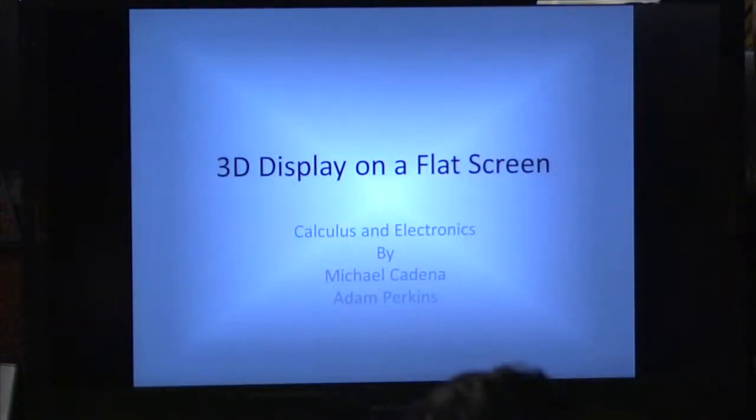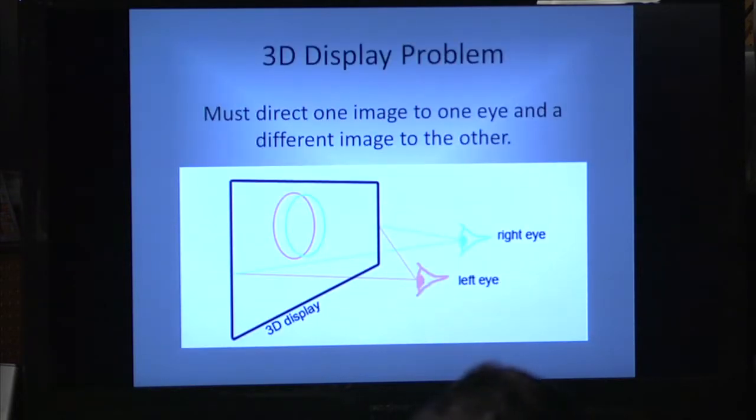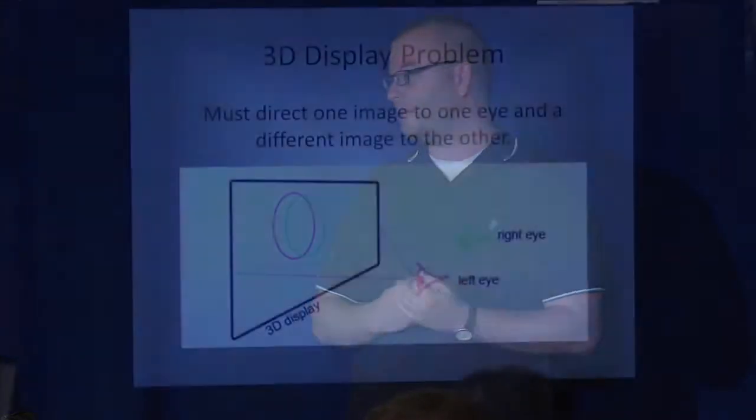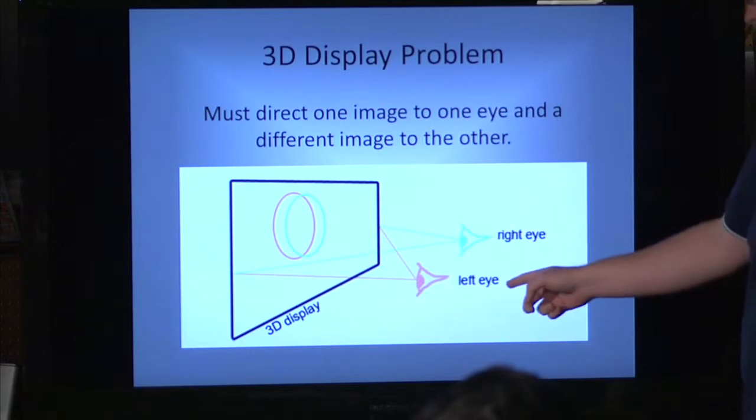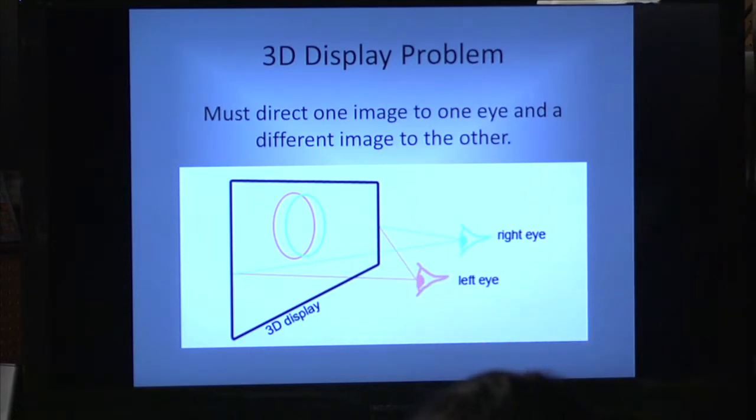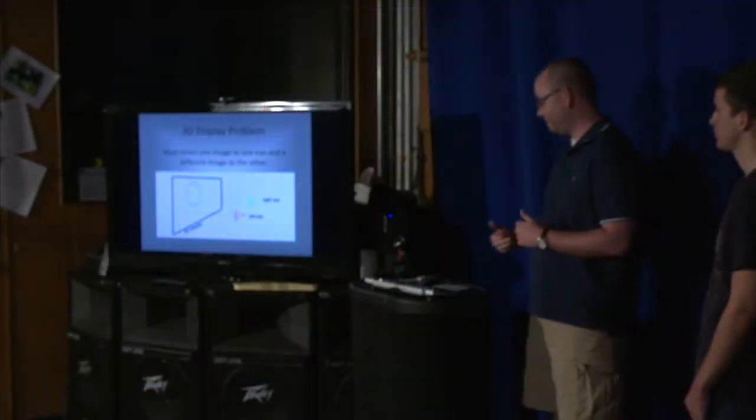And I'm Michael Cadena. And we're here to talk to you about 3D displays on a flat screen. To convey a 2D image on a flat screen to 3D in your eye, there's one problem that has to be solved. And that problem is you have to give one image to the right eye and one image to the left eye. And that's the problem that everybody that's trying to make a 3D video has to contend with.